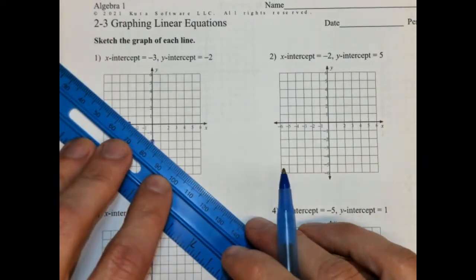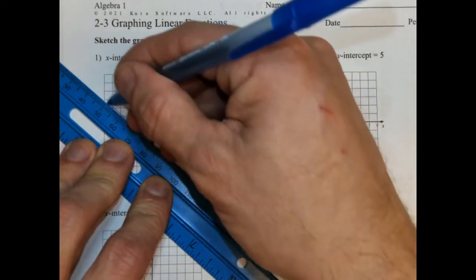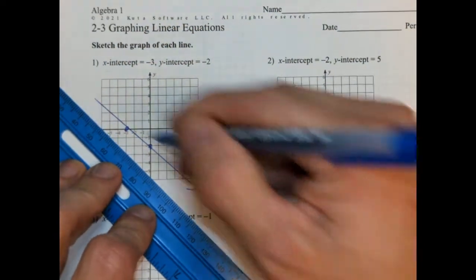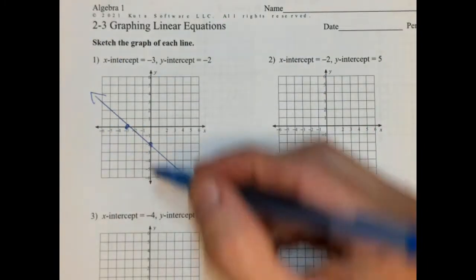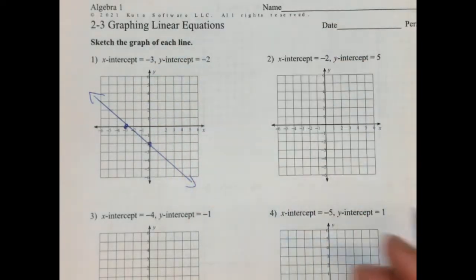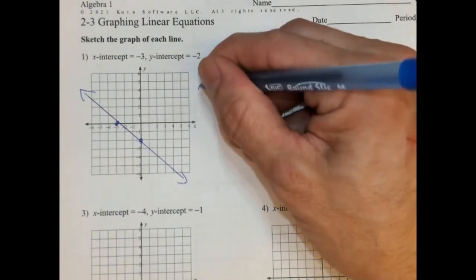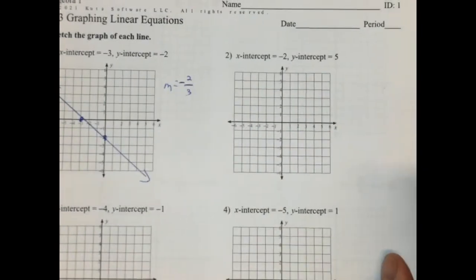So we're going to connect these. All right. And it may not be perfect, but that's about it. And that's it. So we have a negative rate of change here, too. You can actually figure out the rate of change. You're going to go down 2, right 3. So this would actually be a -2/3 rate of change. Just going to write that there. Why not? Doesn't hurt.